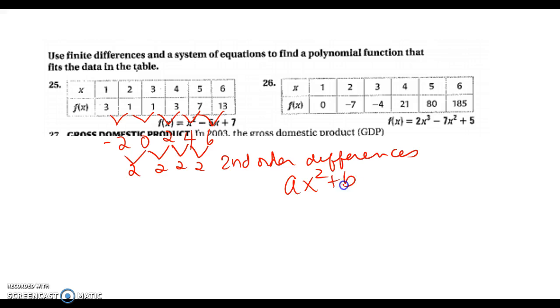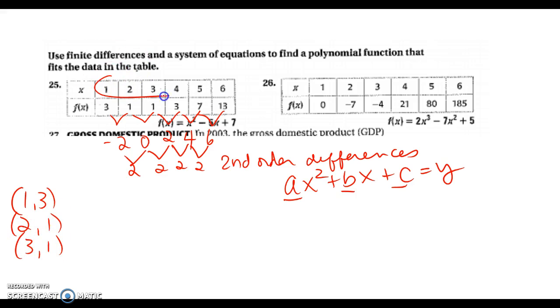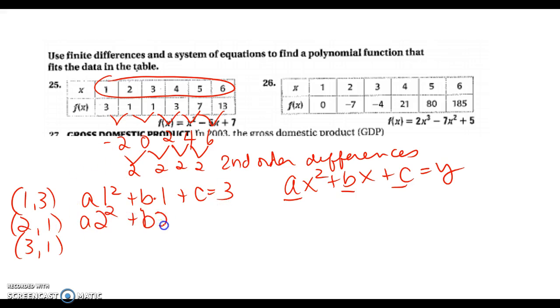ax squared plus bx plus c equals y. 3 unknowns. I need 3 equations. I'm going to use these points: 1, 3; 2, 1; 3, 1. Keep in mind that this only works when the x's are consecutive like that. So I'm going to plug in x and y here. a times 1 squared plus b times 1 plus c equals 3. a times 2 squared plus b times 2 plus c equals 1. a times 3 squared plus b times 3 plus c equals 1.